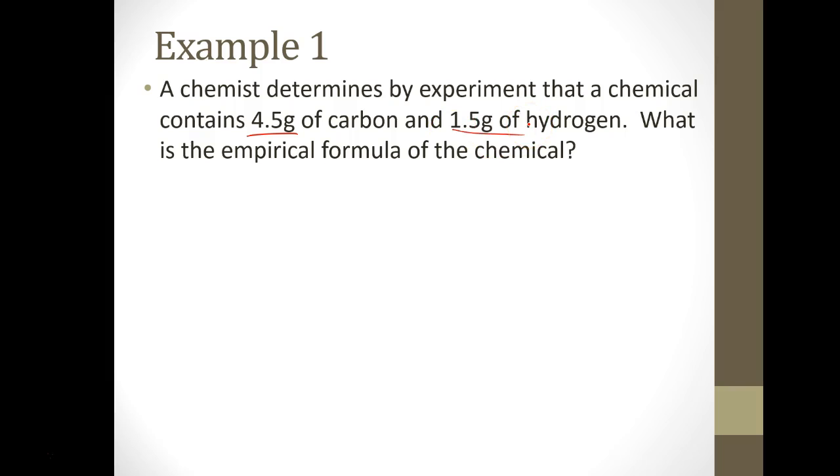So, a compound contains 4.5 grams of carbon and 1.5 grams of hydrogen. What is the empirical formula? So, 4.5 grams of carbon. We're going to change from carbon grams into moles. Molar mass of carbon is 12. We're going to divide that out.